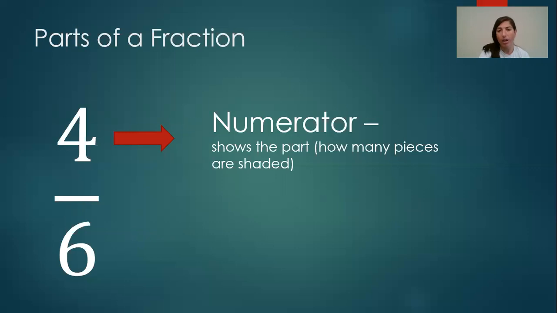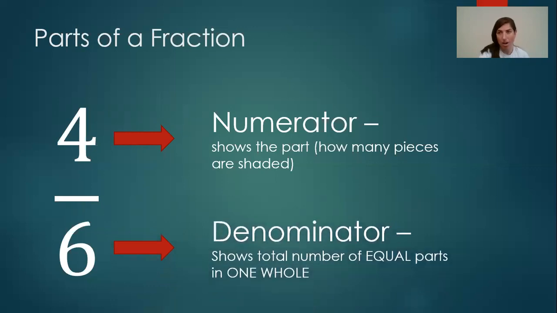And the numerator shows the part. So maybe you'll have the question, how many pieces are shaded? So what part of that whole is shaded? That will be your numerator. Now try and think about the bottom number. We said the top is the numerator. You only had 2 choices. So clearly the bottom number is the denominator. And the denominator shows the total number of equal, there's that important word again, equal parts in one whole.